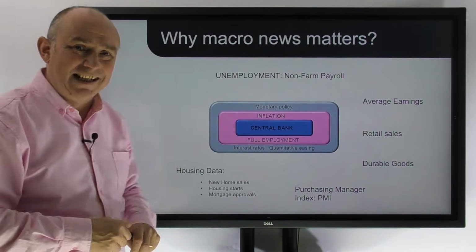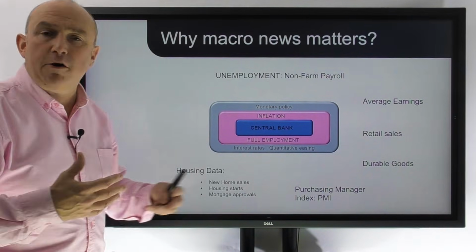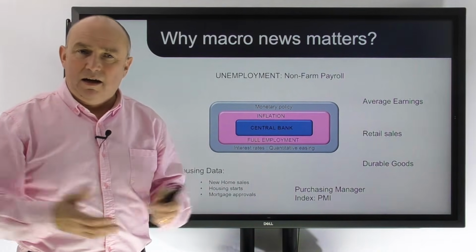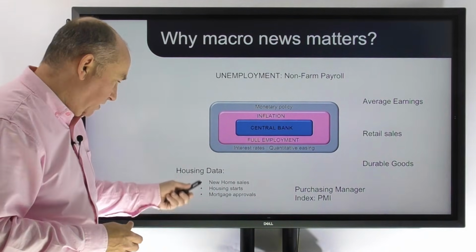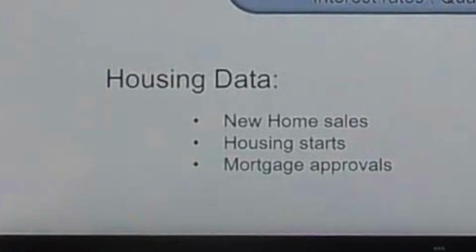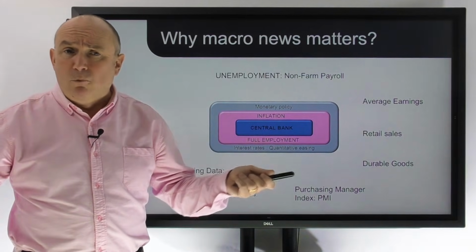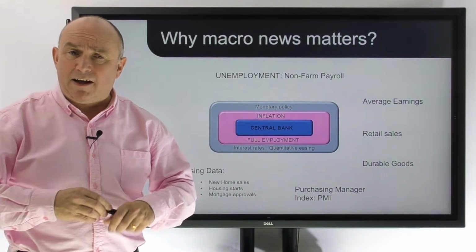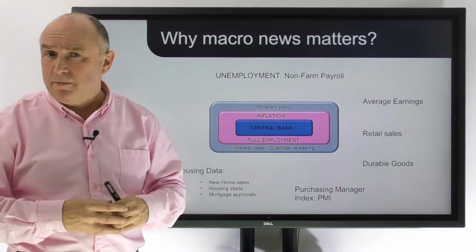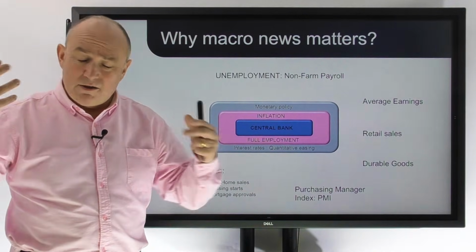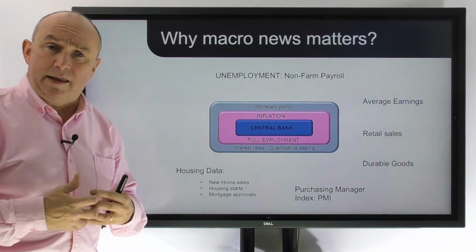Housing data, clearly that is a big ticket item. There's various forms of housing data that comes out. I didn't list them all here, just listed a few. You got new home sales, housing starts, mortgage approvals. Well, clearly, you're only buying more housing, you're only investing in a big ticket item like housing if you're optimistic about the future. So it's a good sort of view of where the economy is going.